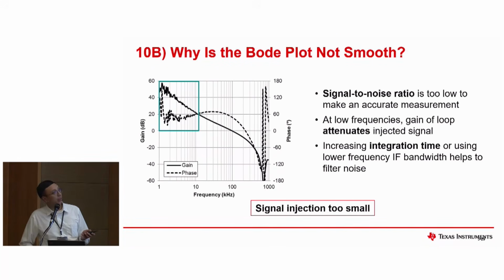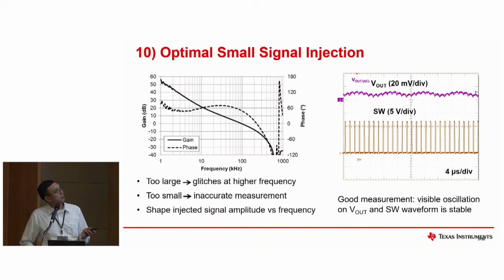Okay, so in terms of optimal small signal injection for getting a cleaner Bode plot, this is using the right amount of signal injected to the device, where you can get a much smoother Bode plot. As mentioned, if you use too large a signal, it glitches at a higher frequency. If you use too small, you can get a very inaccurate measurement and some glitch at the low frequency side. The shaped injected signal amplitude versus frequency is very critical. A good measurement is seen here, where you could see the visible oscillation, both the output and also the switching waveform is stable.